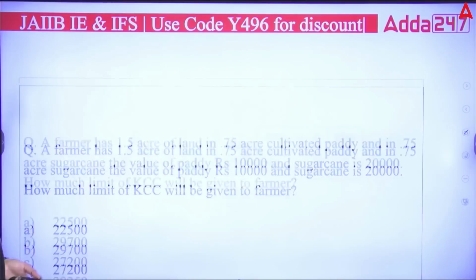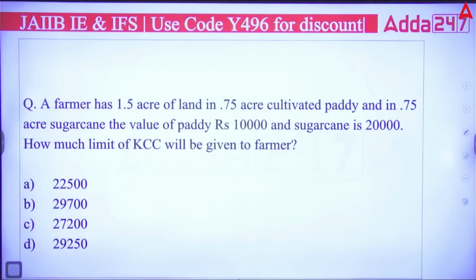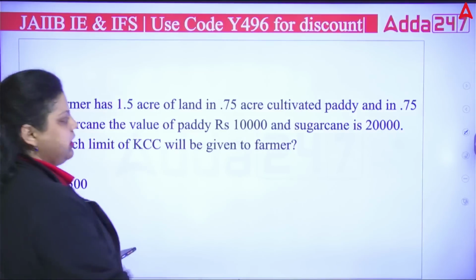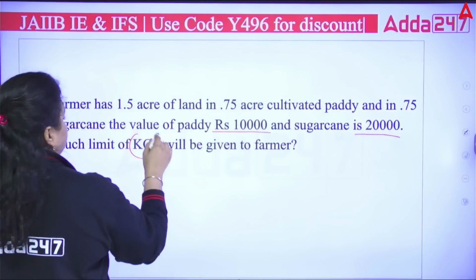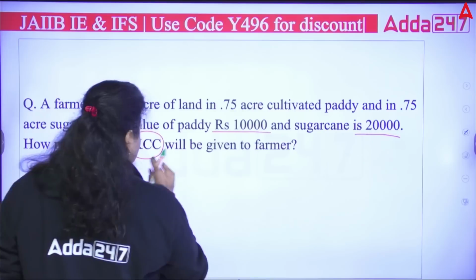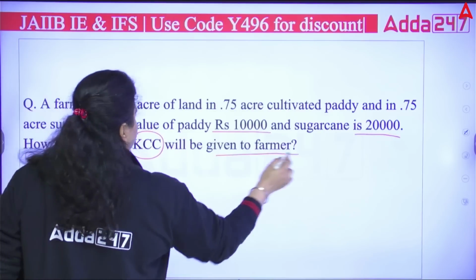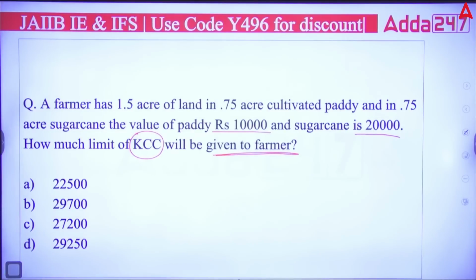Next. A farmer has 1.5 acre of land, in which 0.75 acre is cultivated with paddy and 0.75 acre with sugarcane. The value of paddy is 10,000 and sugarcane is 20,000. How much Kisan Credit Card limit will be given to the farmer? How much KCC will be given to the farmer?